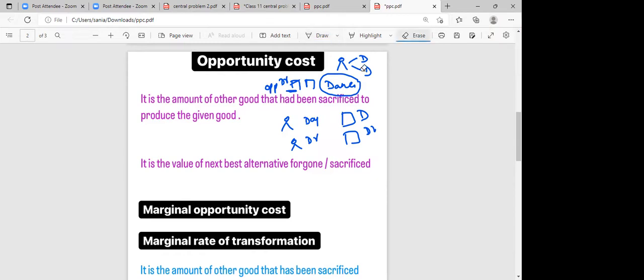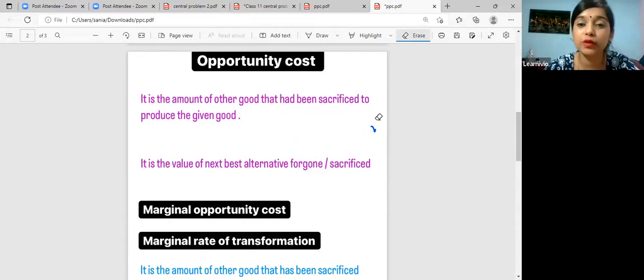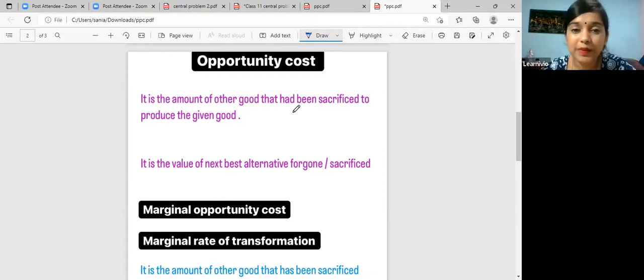So now, what is opportunity cost? It is the amount of other good that has been sacrificed to produce the given good. For example, this is a piece of wood. You can produce pens and furniture. You can produce 2 pens and 1 furniture. This is the ratio. But you wanted to produce 2 pens and 2 furniture. You wanted to produce 3 pens.